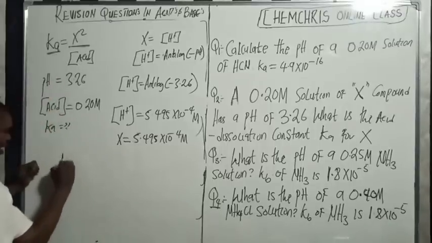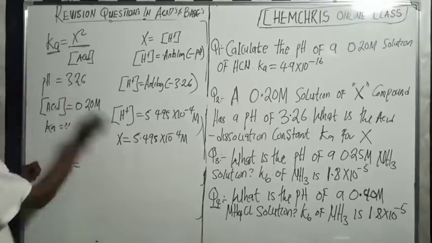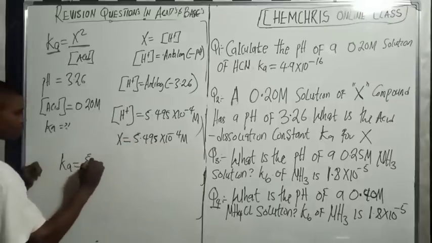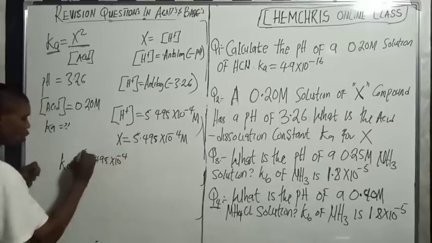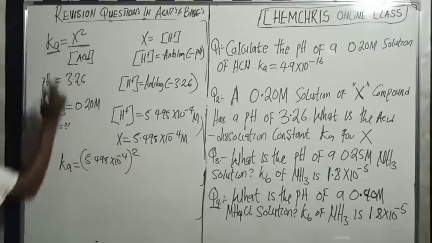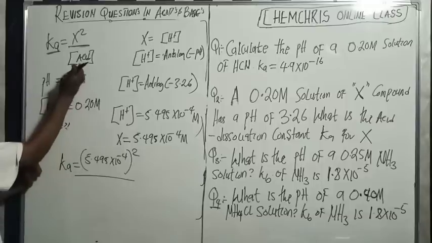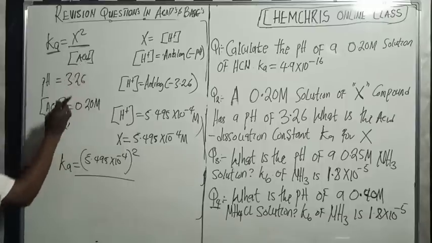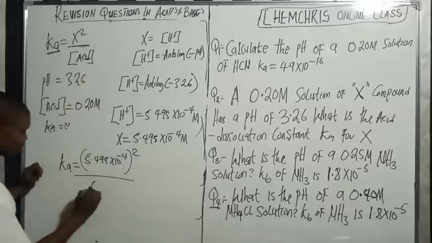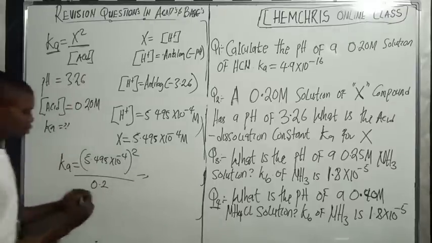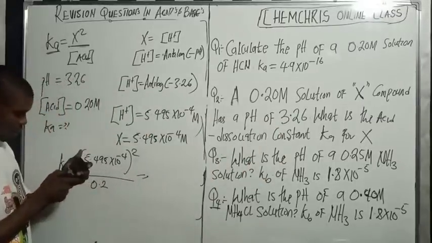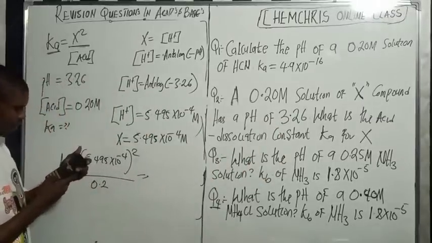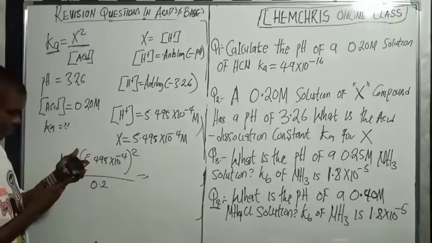So Ka equals X squared, which is 5.495 exponential minus 4, all squared, over the concentration of the acid, which is 0.2. So you run your calculator and solve. Just square it, then divide by 0.2.